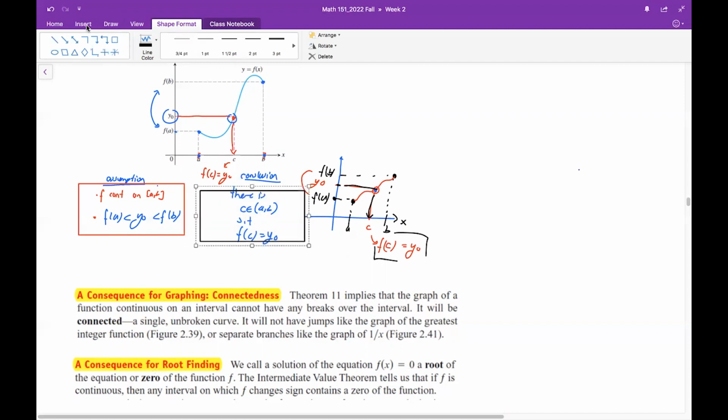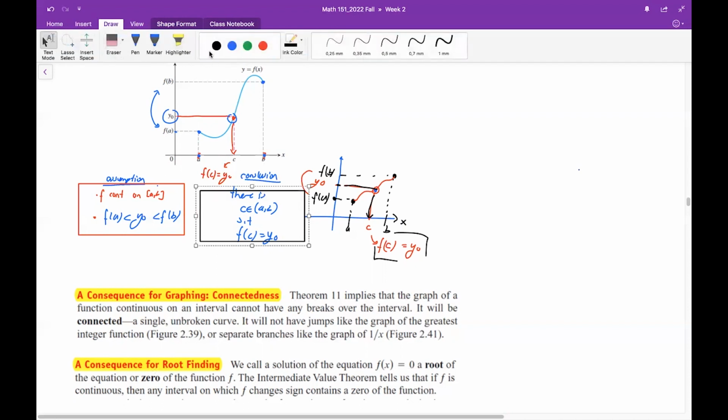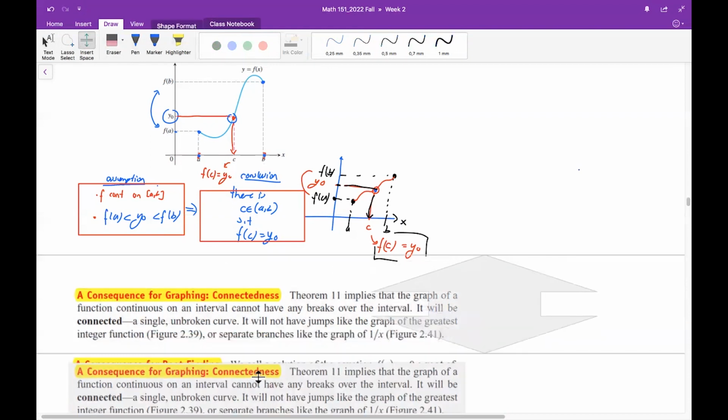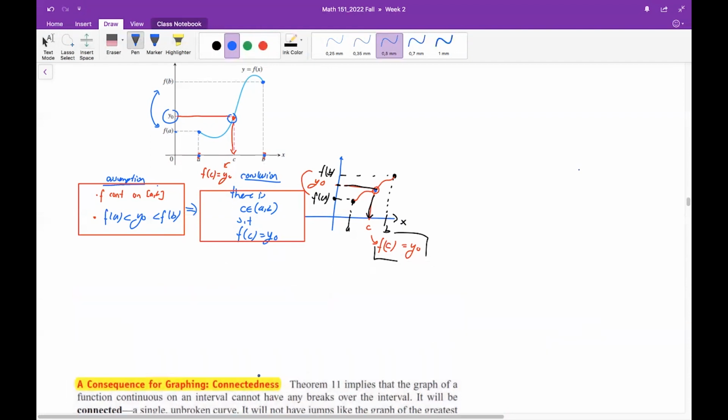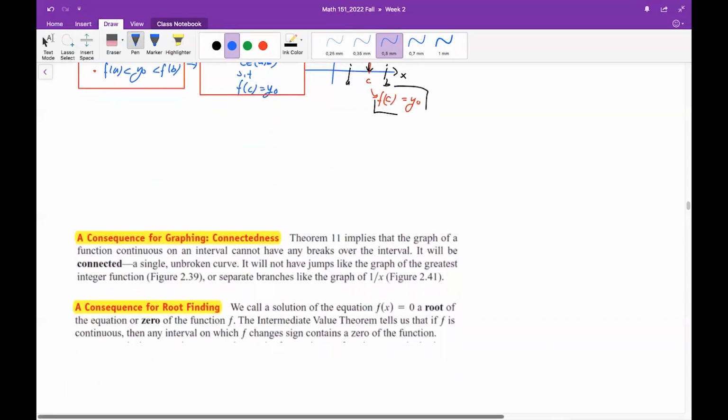So, if the assumptions hold, then you can reach this conclusion like that, okay? And why is this theorem important? Because you can use it for two main purposes.